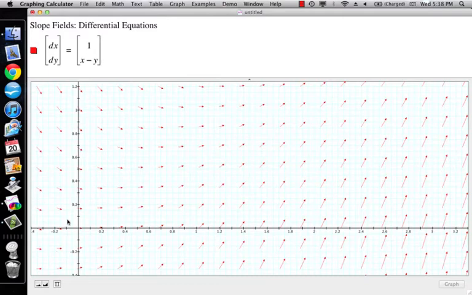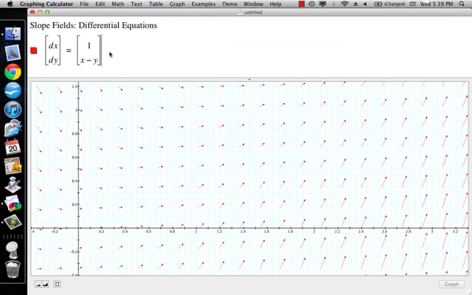Where x is 0 and y is 0, it's equal to 0. Where x is 0 and y is 1, it's negative 1. Where x is 1 and y is 0, it's 1. And you can see, for 2 and 1, 2 minus 1 gives you a slope of 1. So there's your functions like that.